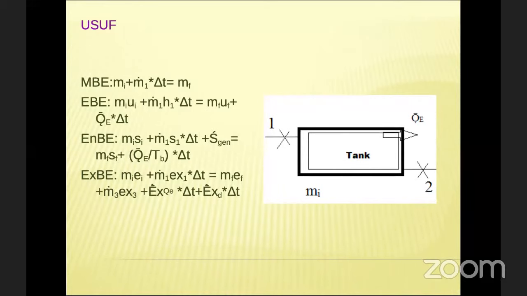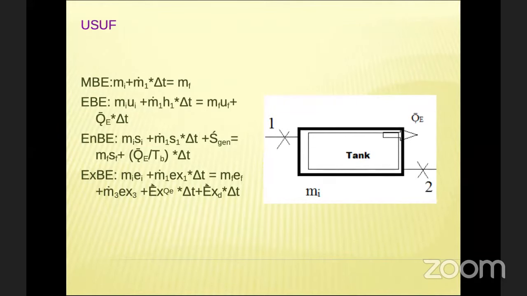Next, entropy balance equations. Initially it is a closed system, so mi si plus m1 dot. Now it is an open system. I am filling m1, entropy carried in, m1 dot s1 into delta t, plus in any system, because of irreversibility, entropy will be generated. So S dot generation, entropy generation. This is equal to the final entropy plus that entropy transferred to the surroundings because of the boundary temperature over a period of time.